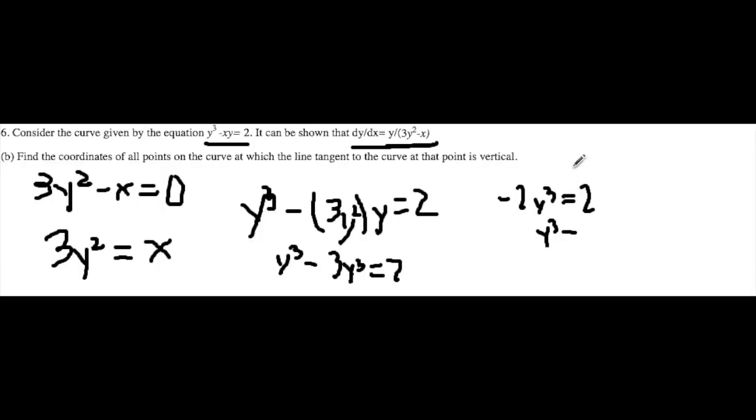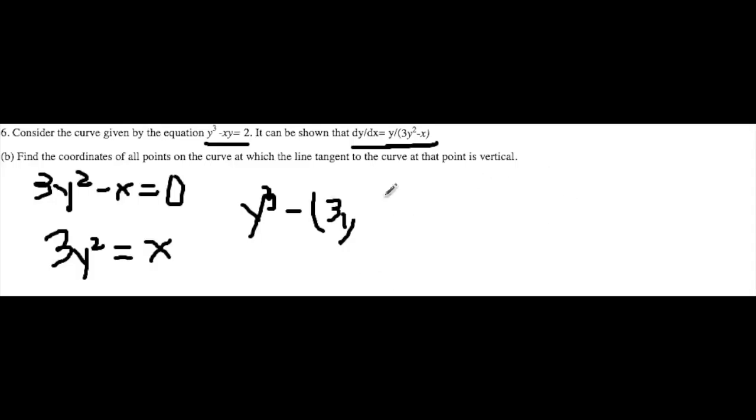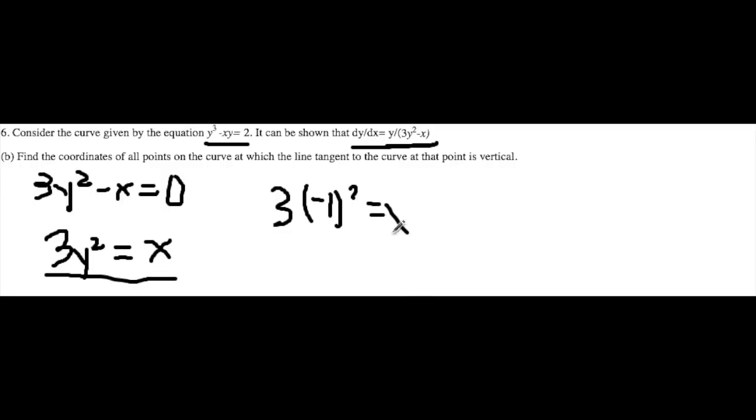So now that we have a value for y, we will find x by just plugging into the equation here. 3y squared equals x. So since we know y equals negative 1, we just set it up: 3 times negative 1 squared equals x, which I hope I can simplify really quickly. x will be equal to 3.